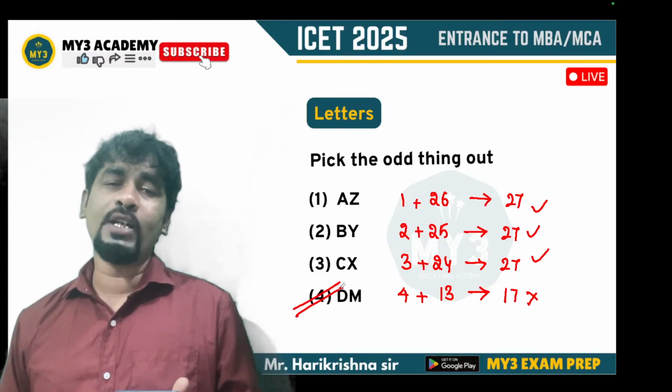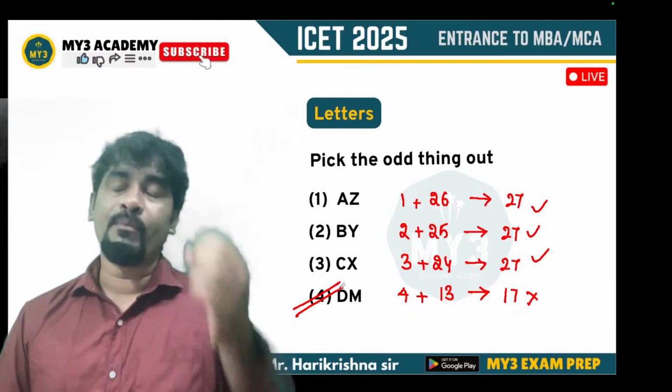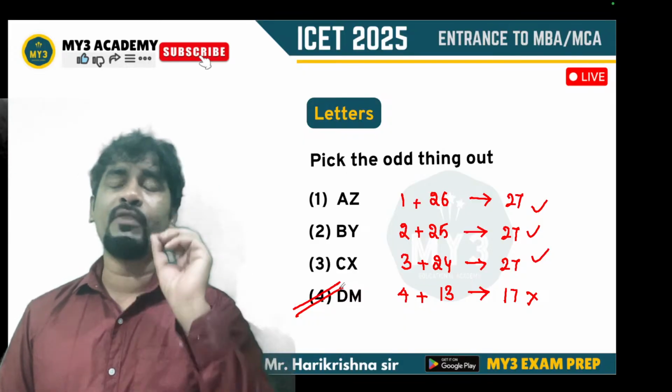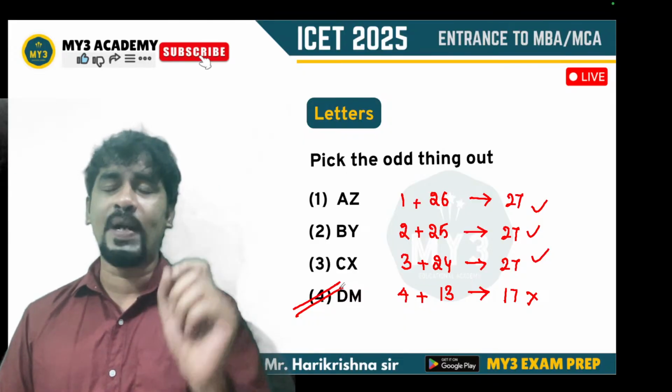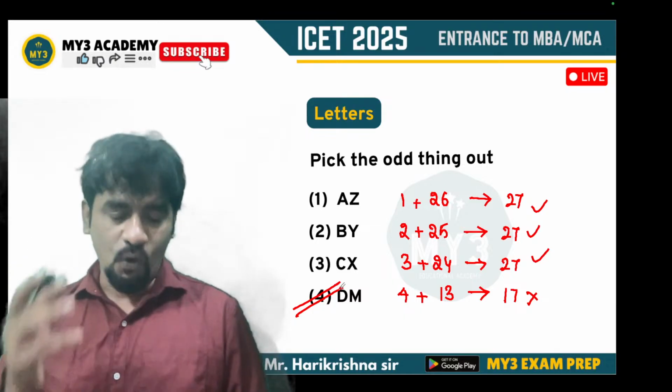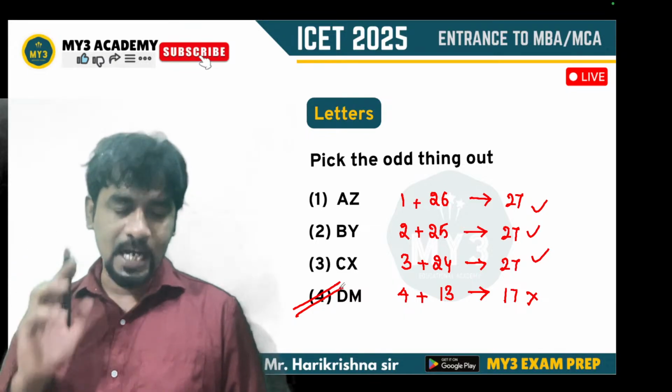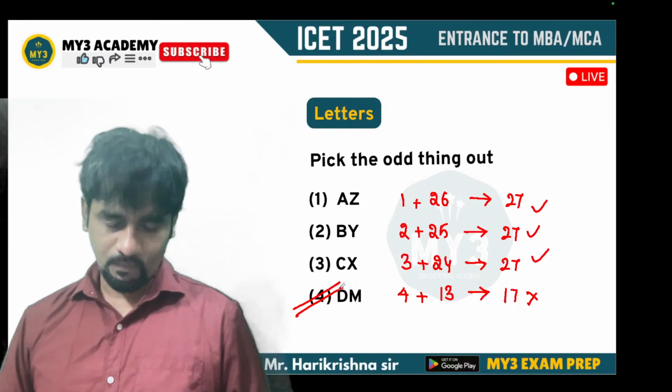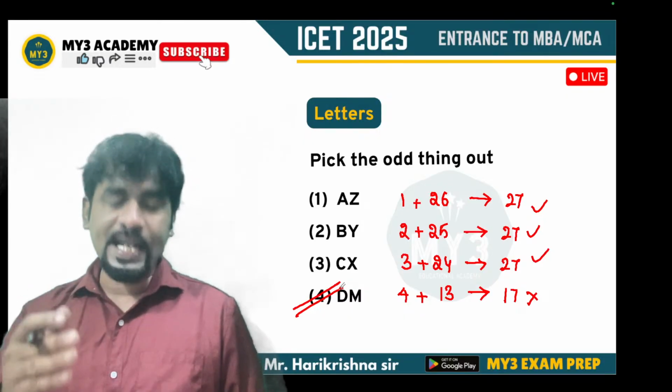So the answer is going to be option 4, which is DM, because all are having the sum of the alphabet positions equal to 27, but not option 4. So mark the answer choice as DM. Are you clear, students?